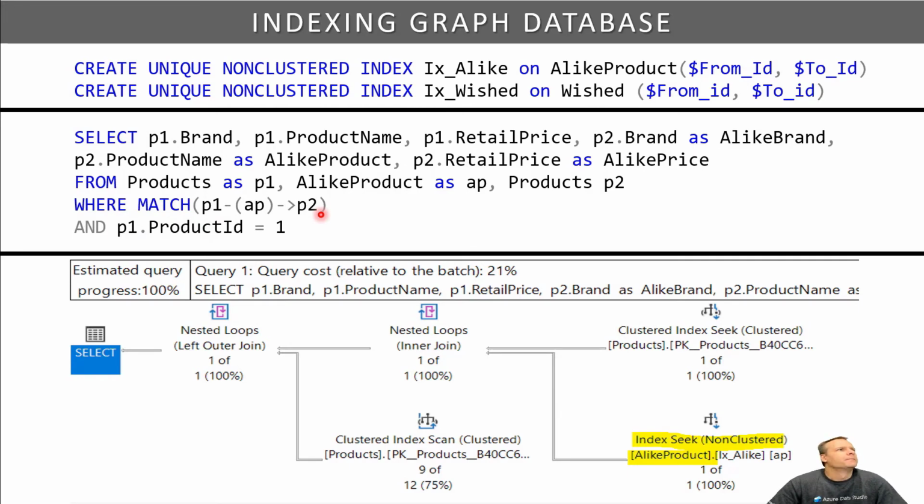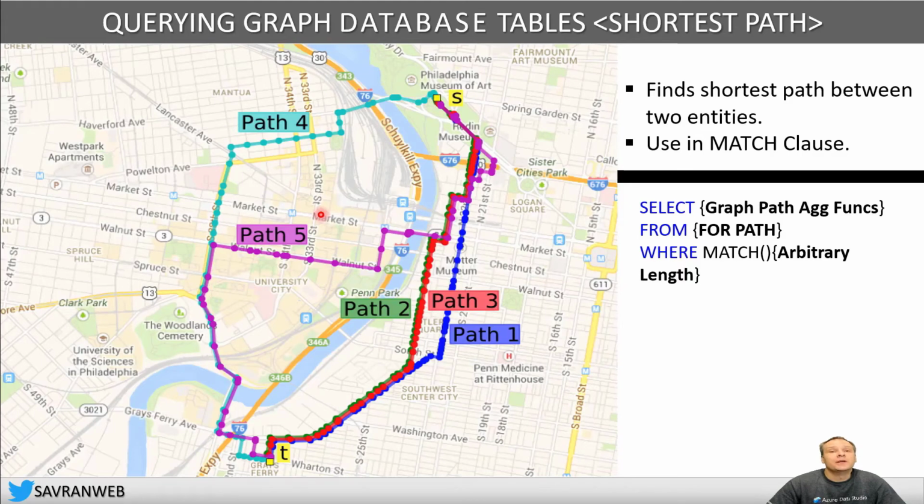All right, so another option we got in SQL Server 2019, which is a pretty big one, is shortest path. In summary, all it does is find the shortest path between two entities. You are still using the match clause, and you put the shortest path in the match clause. The challenge with this one is it introduces many new syntaxes, so it's not really that simple.